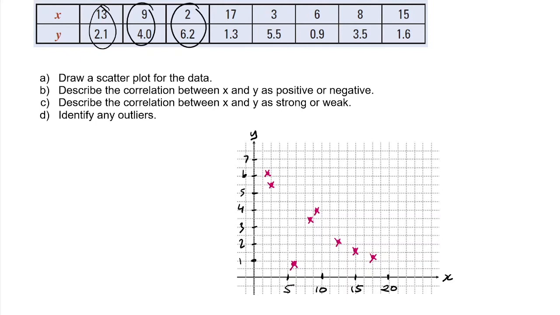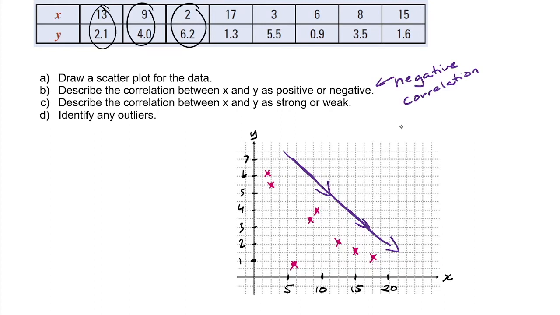Now, our next question is to describe the correlation between x and y as positive or negative. You can see that it's heading down that way, isn't it? So we're going in that sort of downward trajectory. It is a negative correlation because we're going from high to low. High to low is that negative correlation.